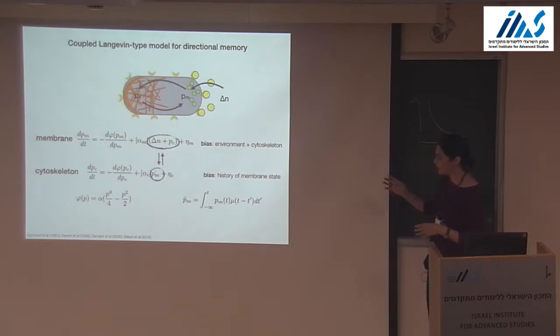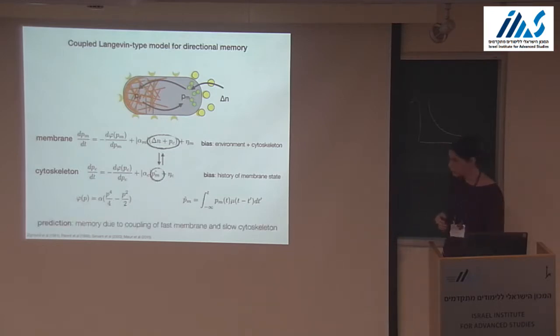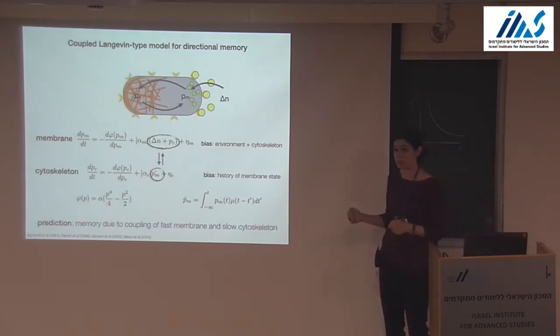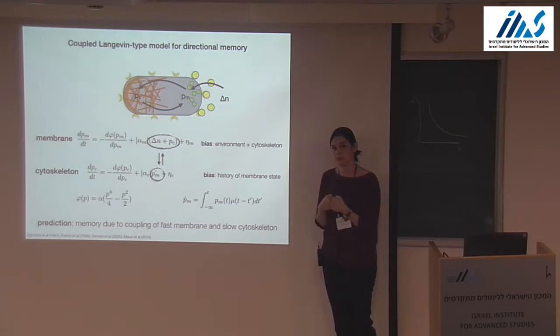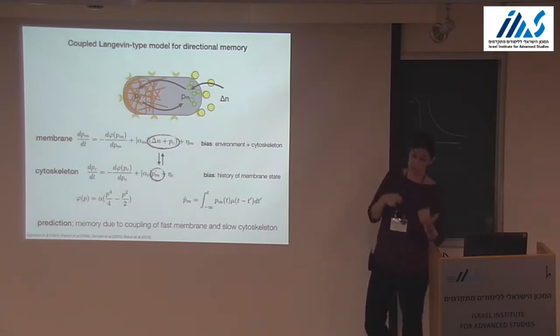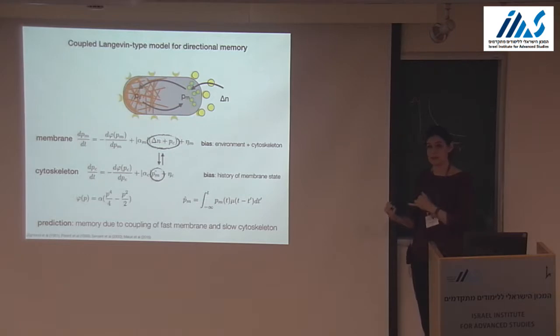And apart from the fact that the numerics reproduce the observations of directional memory, the important thing is that we can make a prediction here. We can say that we understand from this that the memory is due to this coupling between the cytoskeleton and the membrane, between the slow response of the motor system and the fast sensing.